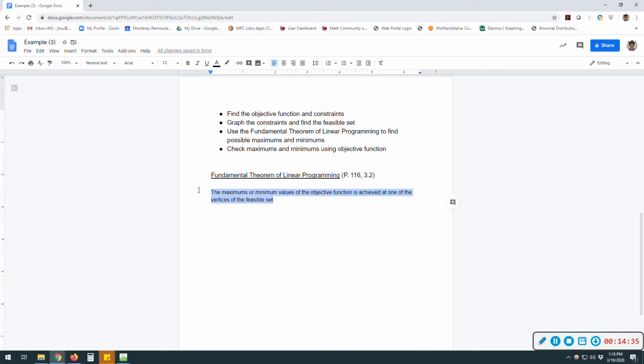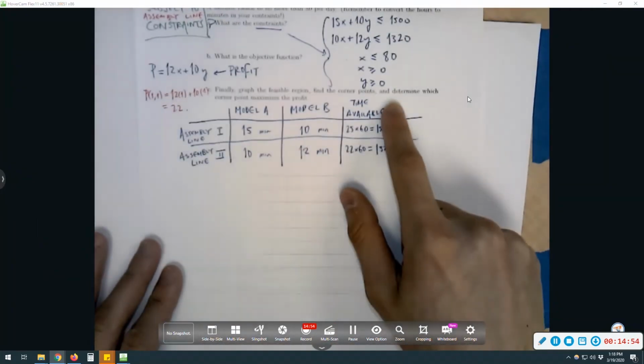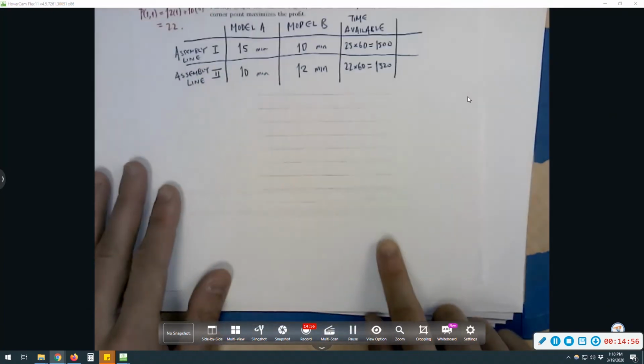Once you find those, and you have to use some algebra, we're going to check the maximums and minimums using the objective function. So we have some things to do here. We have to graph, then use the fundamental theorem of linear programming, and then check maxes and mins. Okay, so first we're going to graph this region. We started doing this yesterday, but now I'm going to try to do this a little bit better.